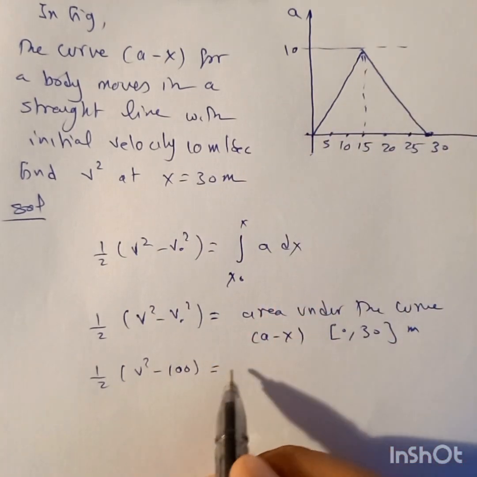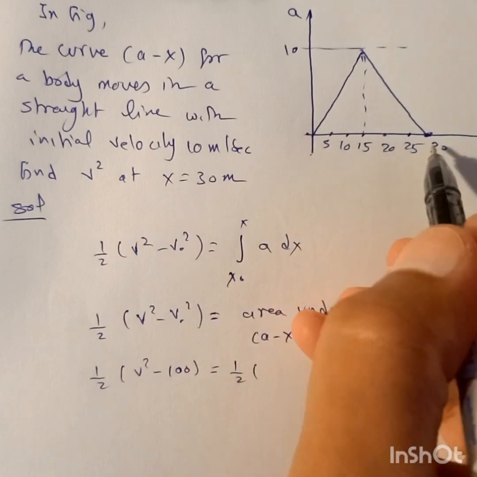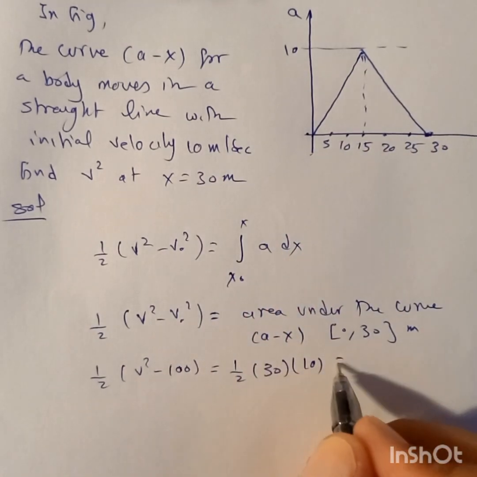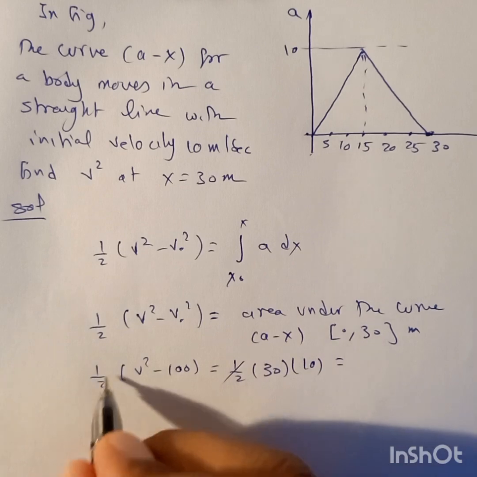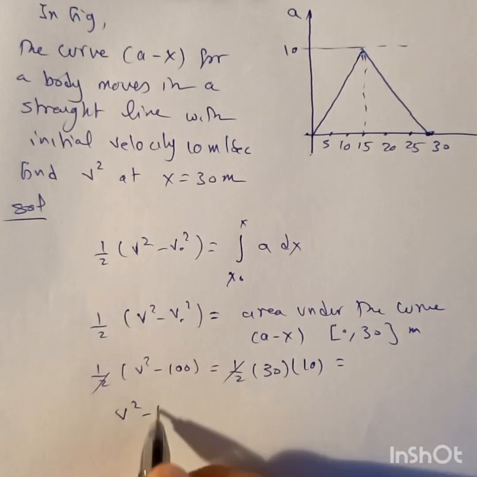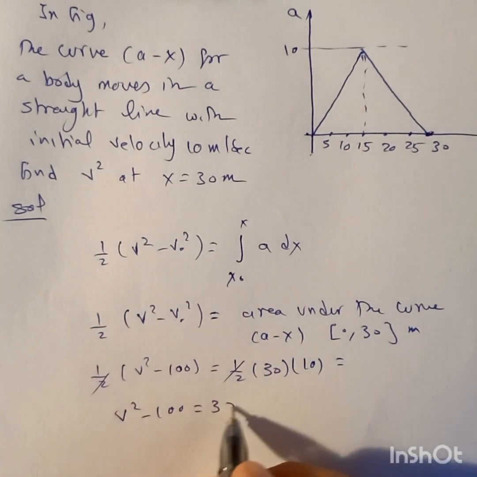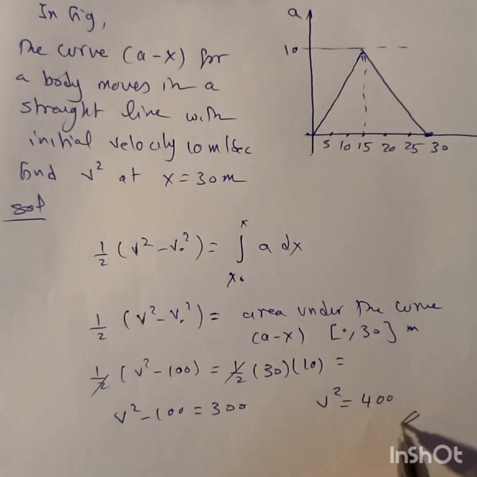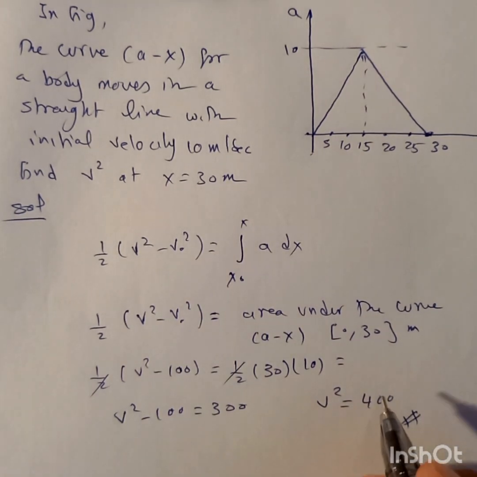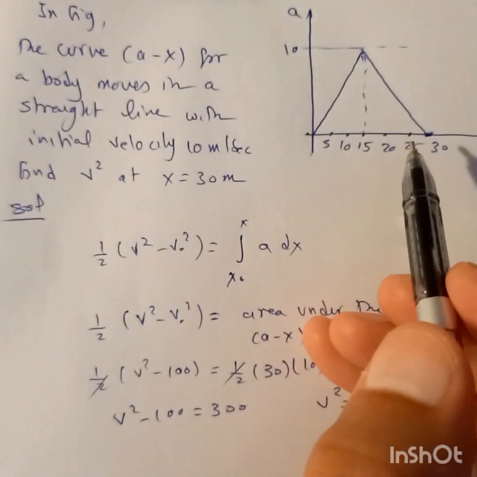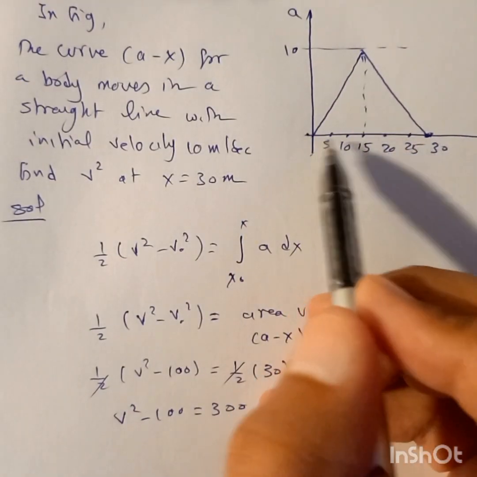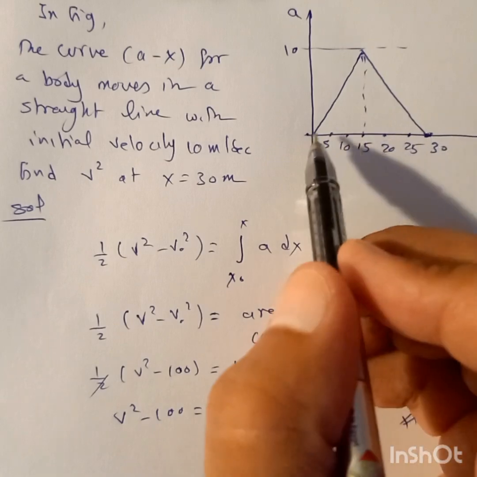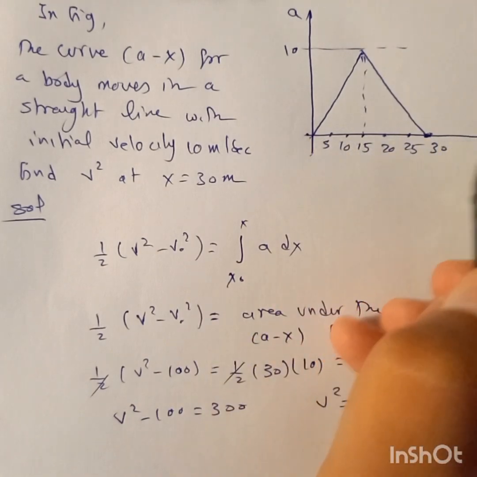Here we have half base 30 times height 10. Then we have v square minus 100 equals 300. Then v square equals 400, and this is required to find. Here you have to take care that you check carefully the interval you are going to study. Here we have from 0 to 30 meter.